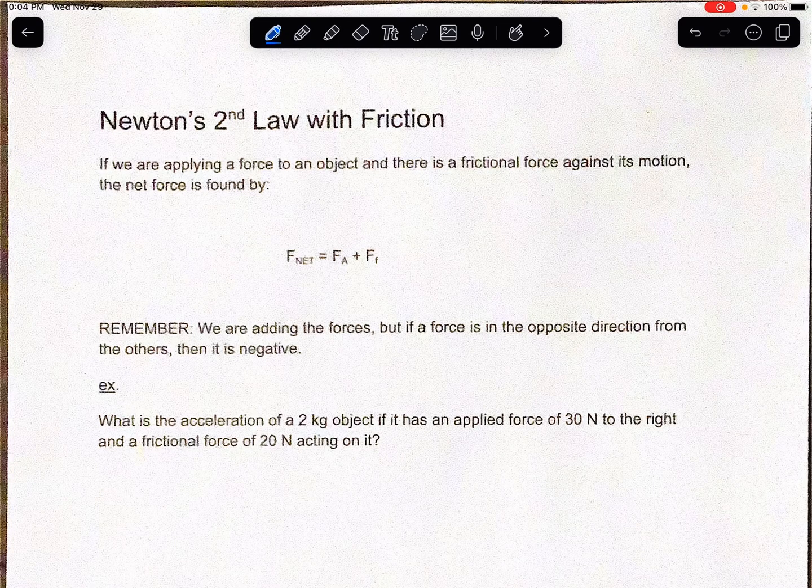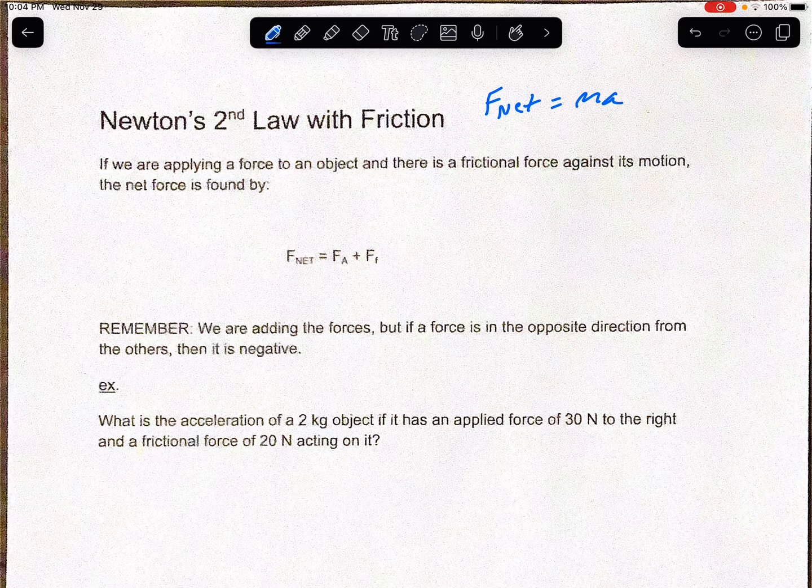All right, so this video is going to go over pages 22 and 23 in your Newton's Law packet. What we've been talking about is net force equals mass times acceleration. Remember, net force just means the total forces acting on an object.